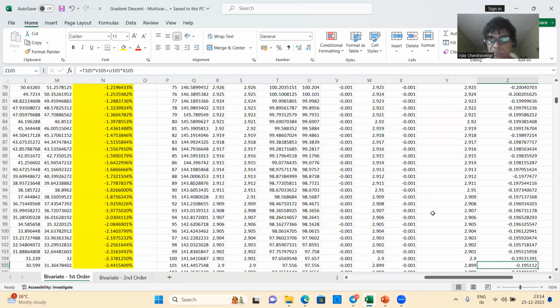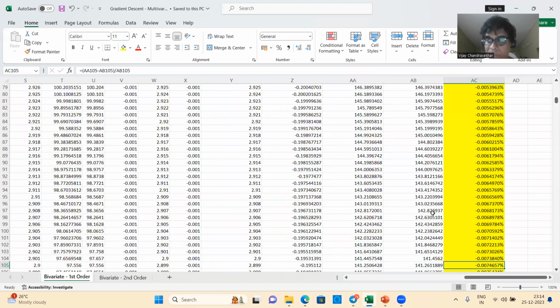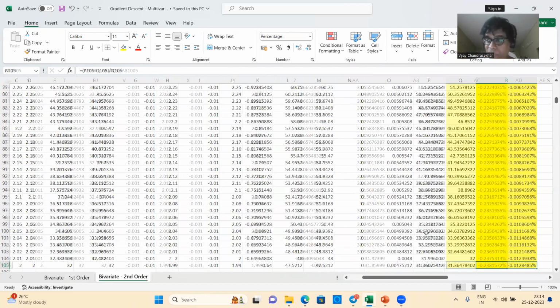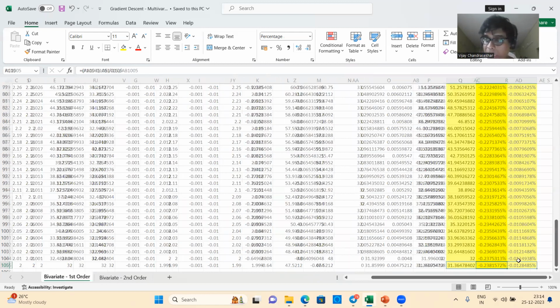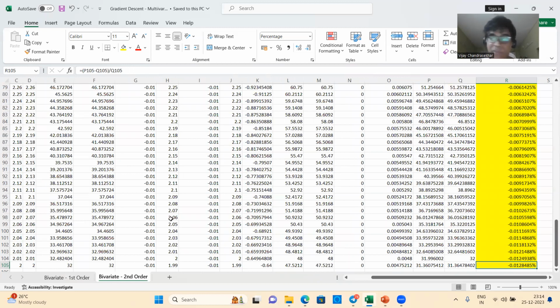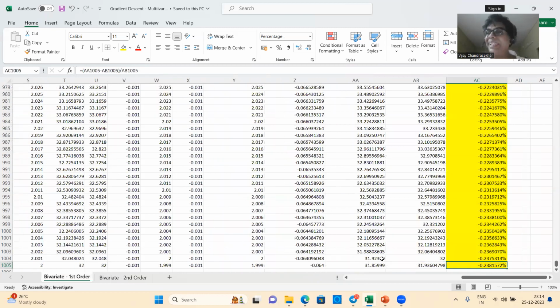And even when we had dx and dy as negative 0.001 and we did 1,000 steps, right? Let's look at what we have here. It's negative 0.23. Look at the difference, folks. Negative 0.01 and negative 0.23. Right? That's the difference. Now you might think, what's the big deal?